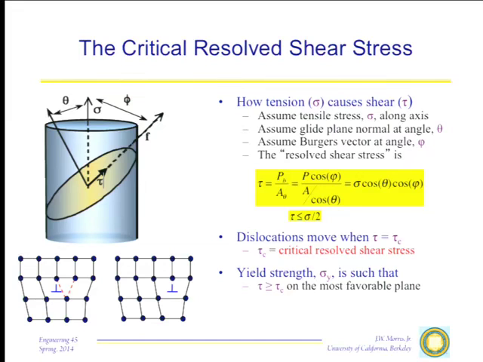Now, a dislocation moves. The motion of a dislocation requires the local reconfiguration of atoms, so it takes a force to make it move. It takes a shear force to make it move. And the stress that makes it move is called tau c, the critical resolved shear stress. And that is a material property. More specifically, it is a material property for a dislocation of a given type on a given plane.